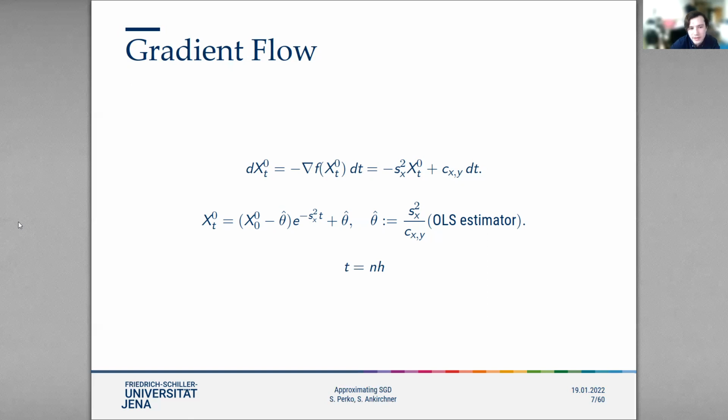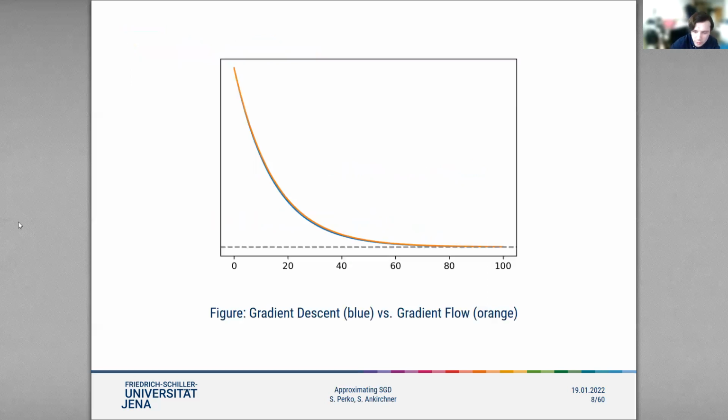So, to compare this solution to the gradient descent, we can say, okay, let's say that this continuous time point t is equal to the discrete time point n times the learning rate h. And if we do that, we can plot both of these processes, so the gradient descent in blue and the gradient flow in orange, in one coordinate system, and we see they are very close to each other. So in that sense, we can consider gradient flow to be a continuous time version of gradient descent.